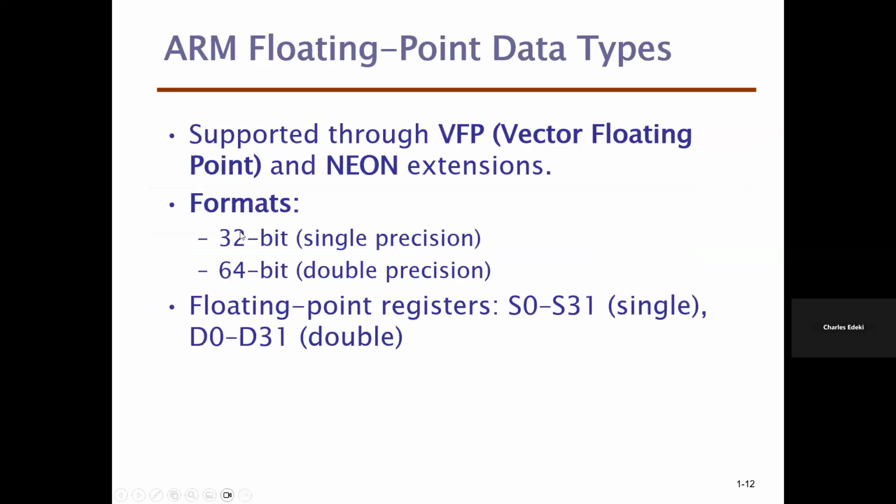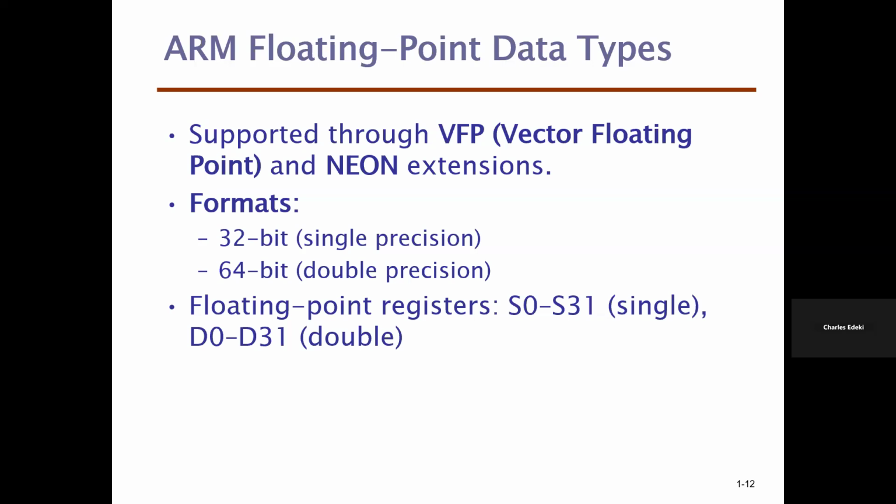Okay, let's keep going. So ARM floating point data types also. This is supported through the vector floating point and NEON extension. And we can see the format is either single precision or double precision. As we said earlier, single precision means up to like 7 decimal places or so. 64 will be up to 15 decimal places.